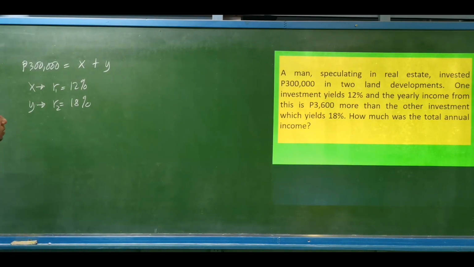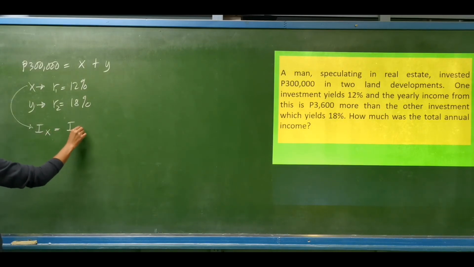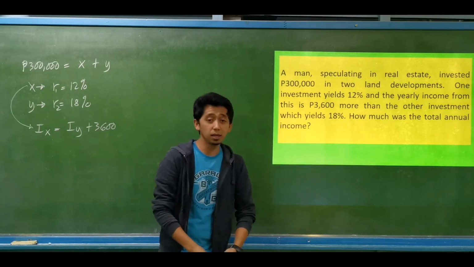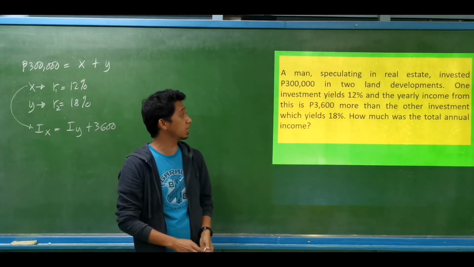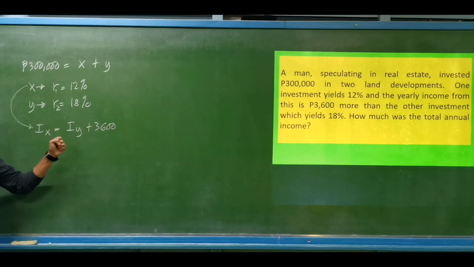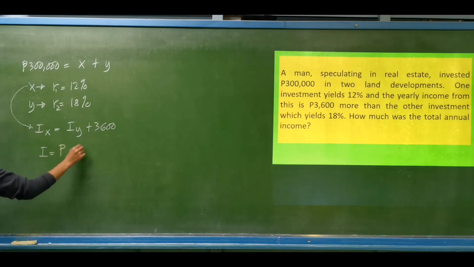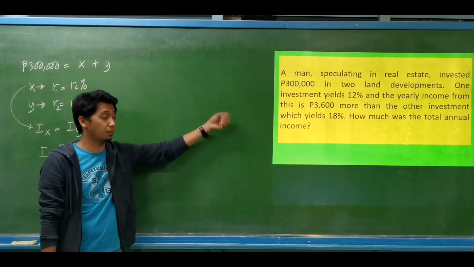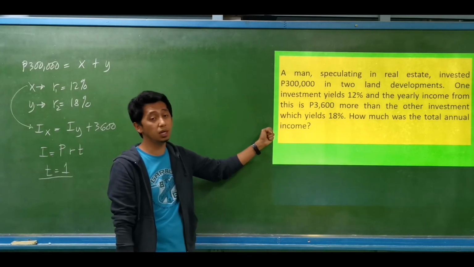But according to this problem, the interest earned at X is equal to the interest earned at Y plus 3,600 pesos. Based on this statement, one investment yields 12% and the yearly income from this is 3,600 more than the other investment, which yields 18%. So how to determine the interest? Interest is present amount times rate times time. But in this case, we assume that time is simply equal to 1 since we are dealing with annual income, or yearly income.